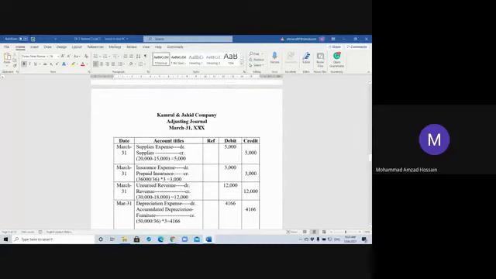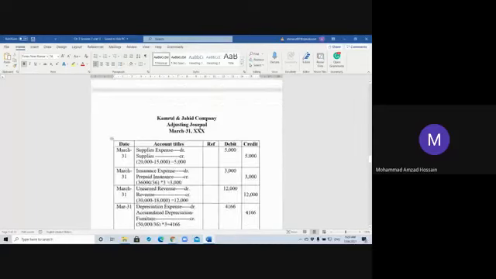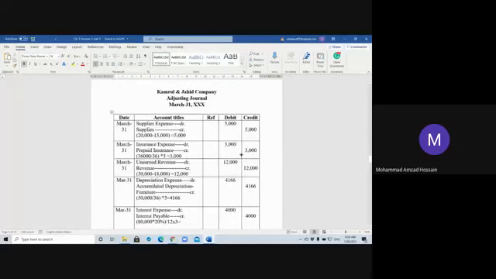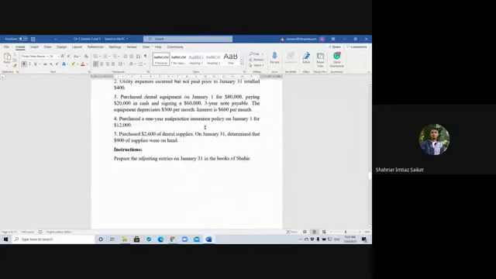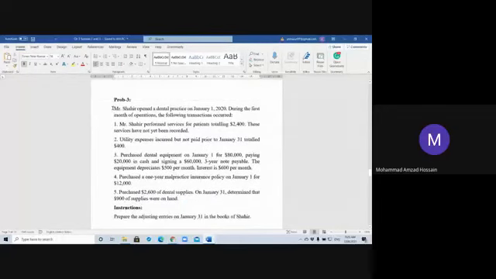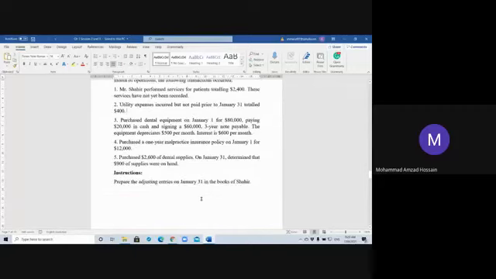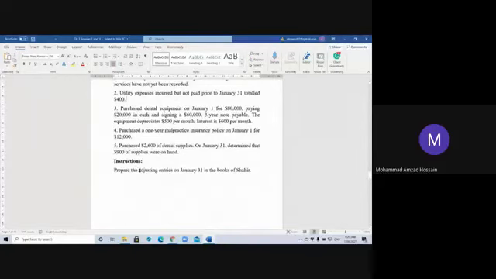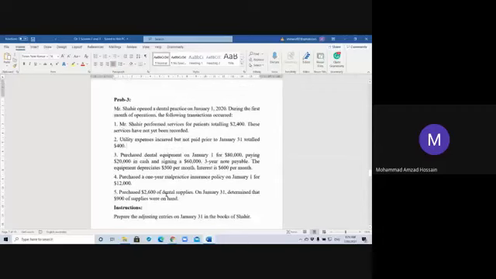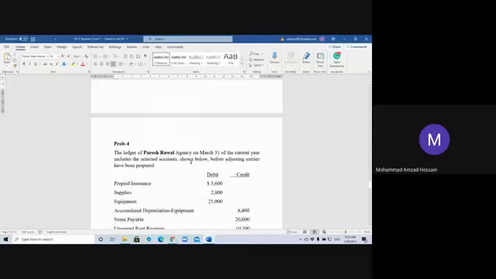Those who have not done the homework yet, they can follow this solution. Okay, have you got it, student? Yes, sir. Okay, can I proceed to problem 3? Yes, sir. Okay, so problem 3 only includes an adjusting entry. The requirement is the adjusting entry, and the accounting period is only 1 month.